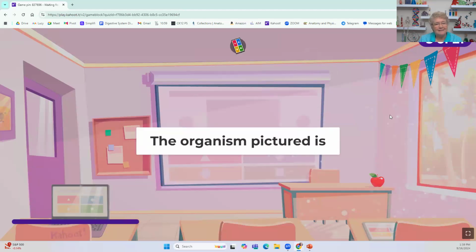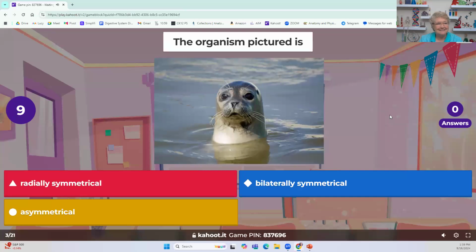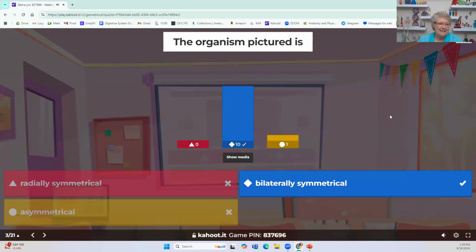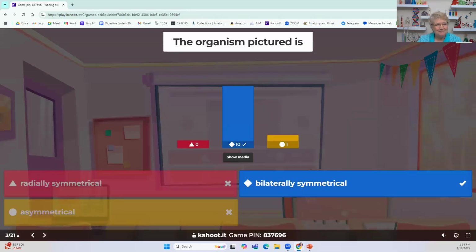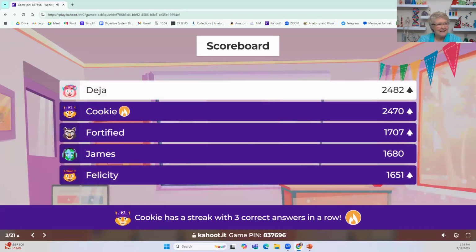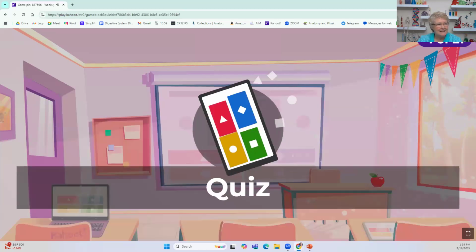Question 3. You probably know what this one is. The organism pictured is real cute. Bilaterally symmetrical. All right, great. Almost everybody knew that one. Bilaterally, yes. Anything with a face is bilaterally symmetrical. All right, and Deja moves into the lead.